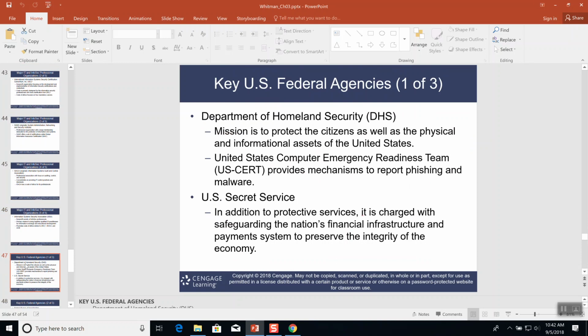The Department of Homeland Security, DHS, has a mission to protect the citizens as well as the physical and information assets of the United States. The United States Computer Emergency Readiness Team, US-CERT, provides mechanisms to report phishing and malware.